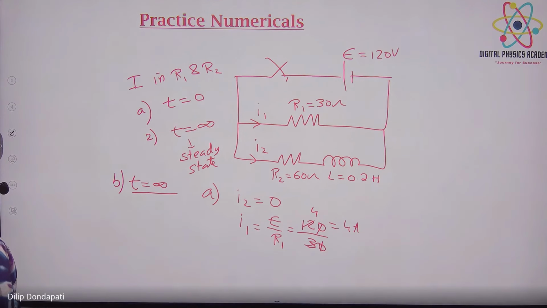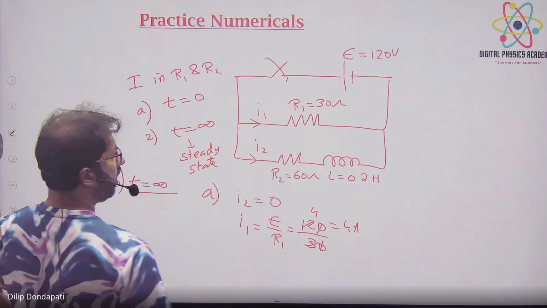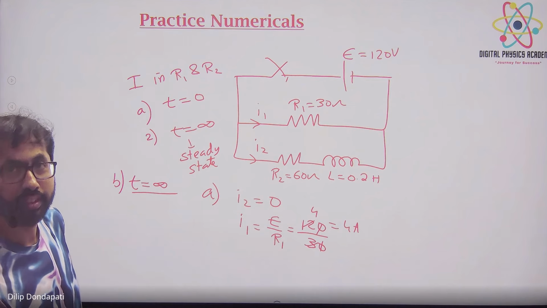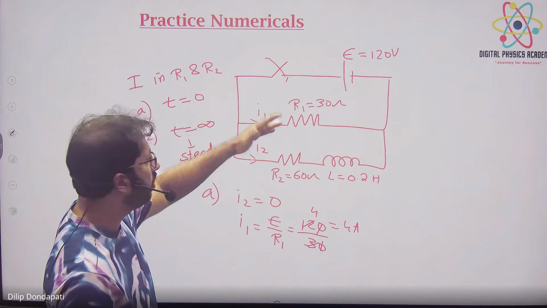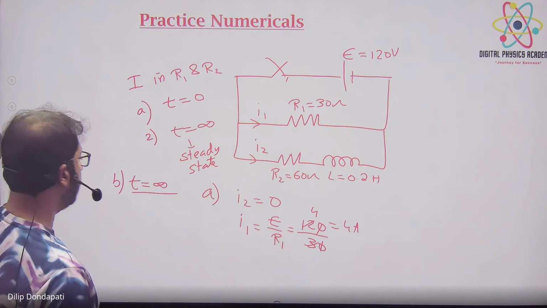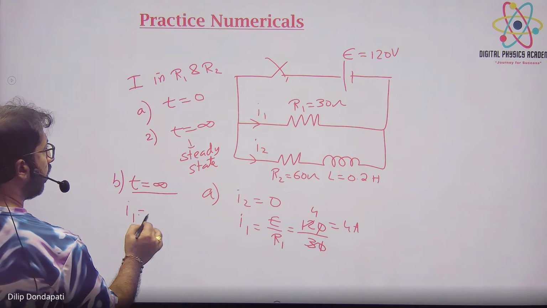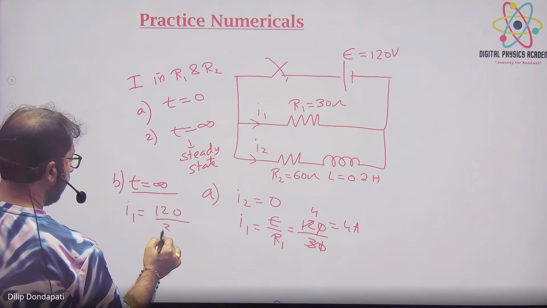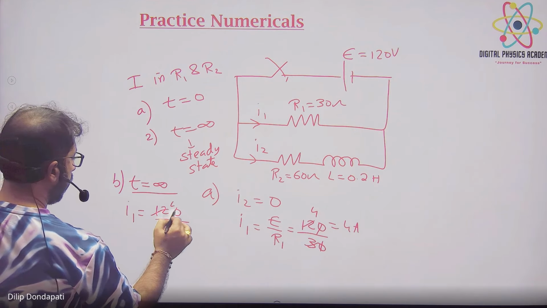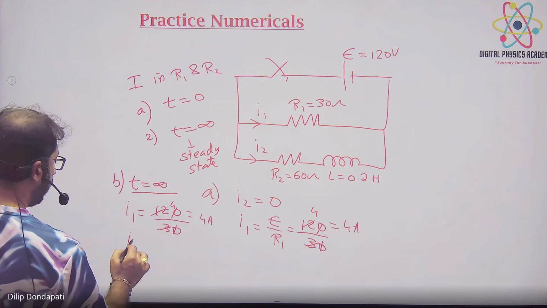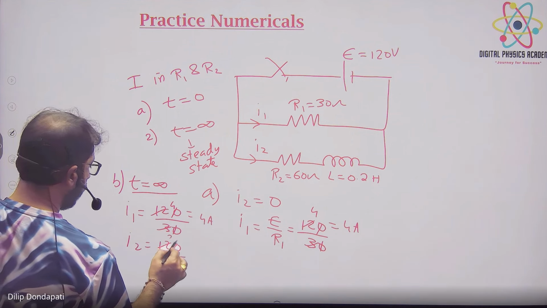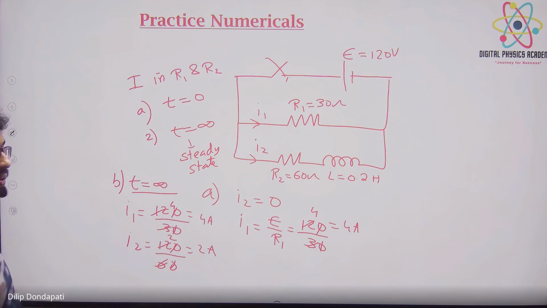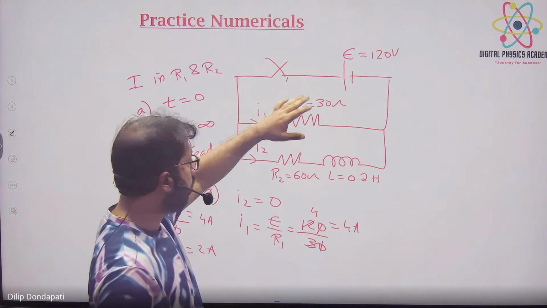Six amperes in each? Write 6 amperes below, both have the same resistance? Why would the same current flow? See, voltage is the same across both, right? Use E by R1, E by R2 directly. So I1 is 120 by 30, 4 amperes, and I2 is 120 by 60, 2 amperes. So you get I1 and I2 separately.